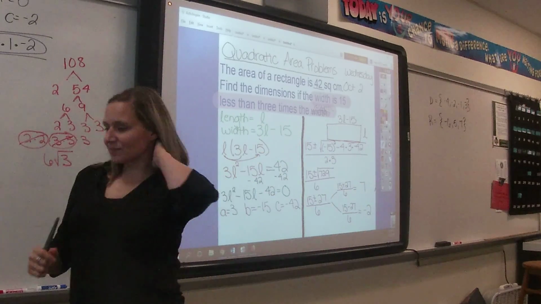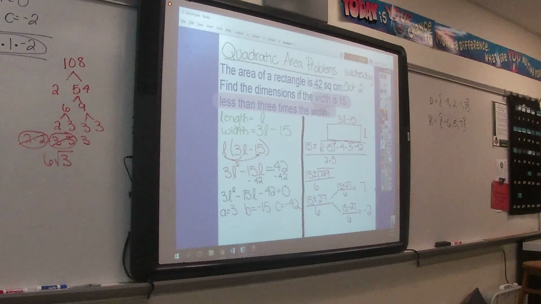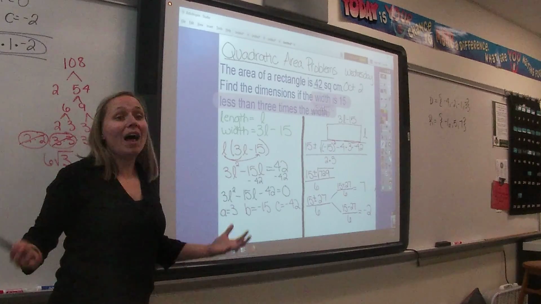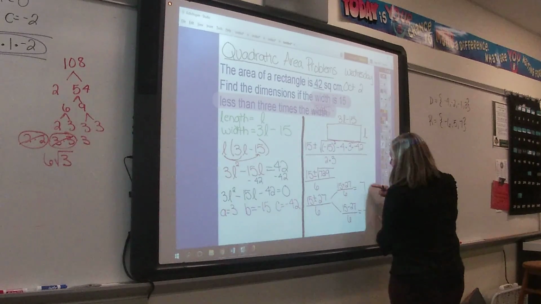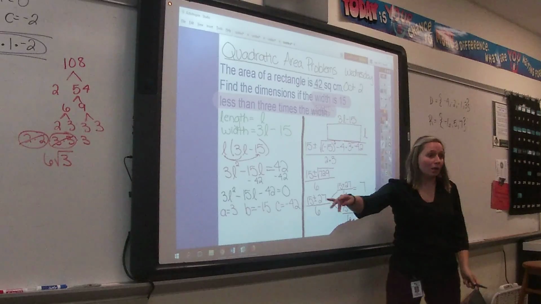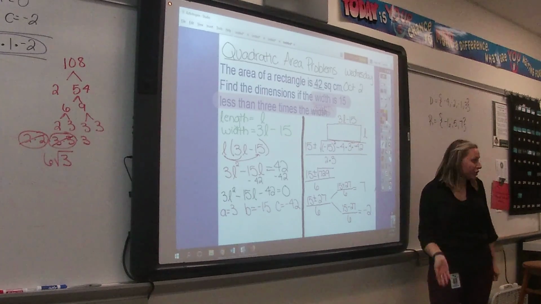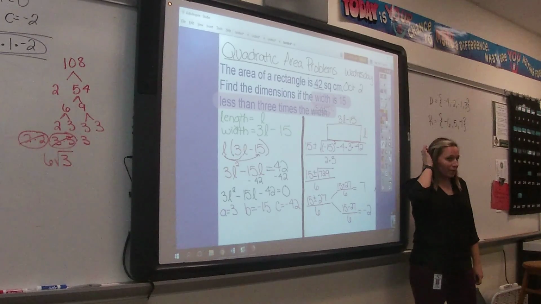Well, how do you know which is? Okay, so now we have this problem. What do those numbers mean? What are that 7 and -2? These numbers are the numbers we solved for L, which says L can equal 7 or L can equal -2.